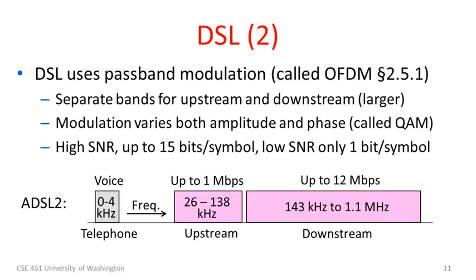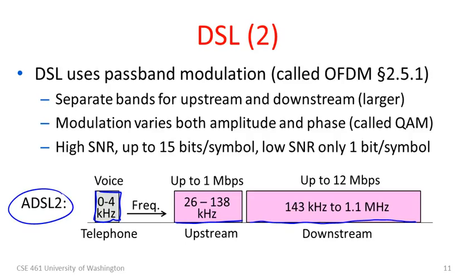DSL divides the frequency band to provide separate bands for upstream and downstream communication. You can see here that it uses 4 kilohertz for voice, that's not much, and then it divides the rest into different portions for the upstream and downstream. Actually, the picture here shows the frequency plan for ADSL2, which is a fairly garden variety version of DSL. It allocates more bandwidth to the downstream than the upstream. That more bandwidth is going to translate into a higher number of bits per second.